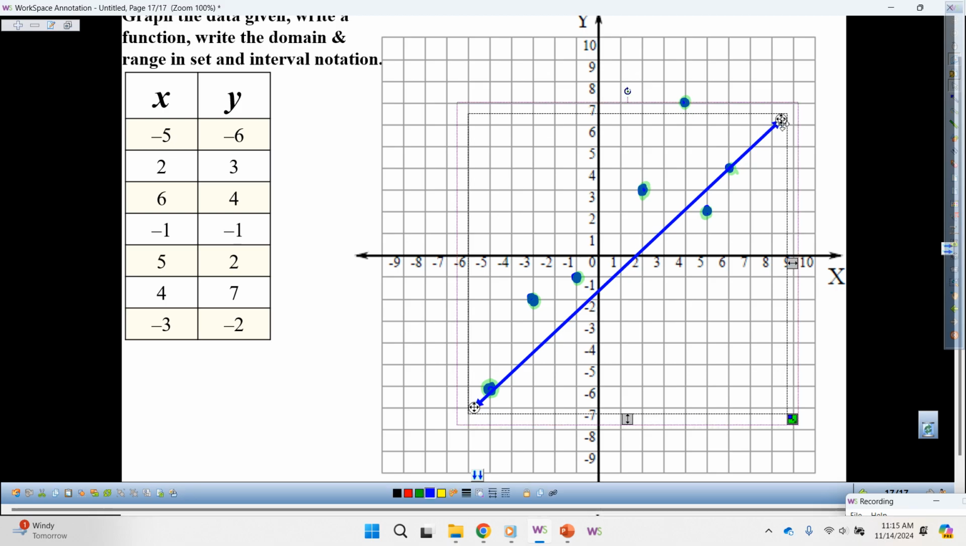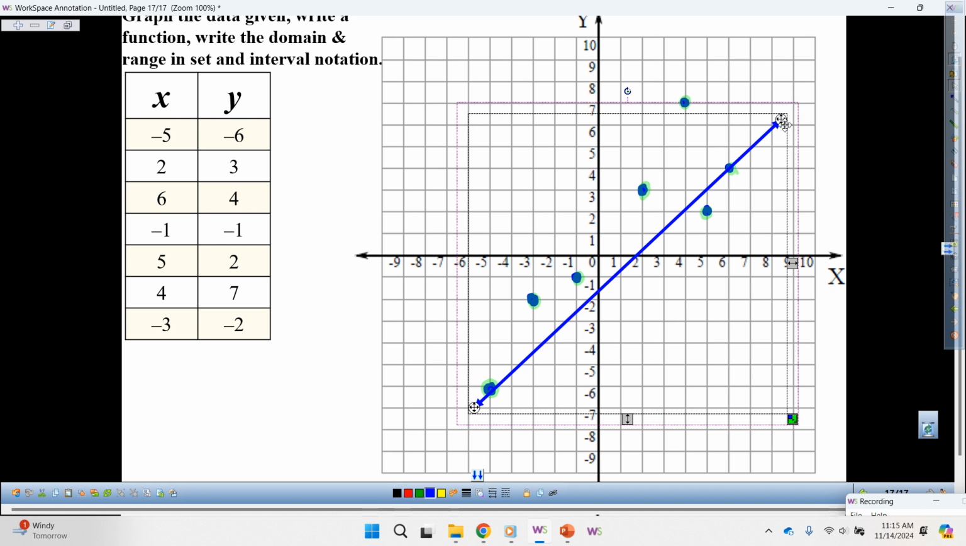Tell your neighbor, where would I move that line to keep it balanced above and below, and that it goes through at least 2 points? Talk to your neighbor, where would I move that to? All right, looks like Enrique's got it. Very good. But let's go with Mario.